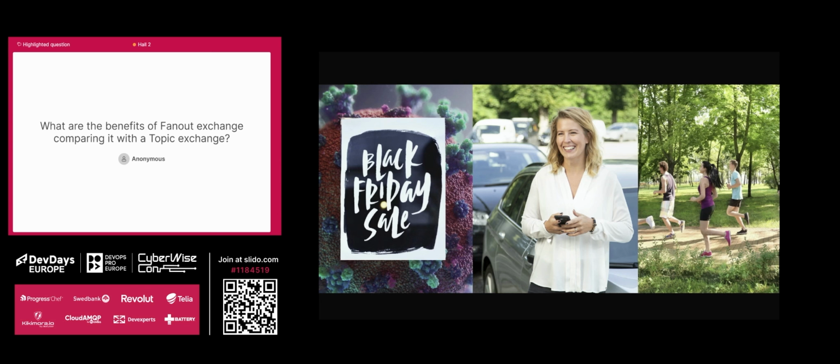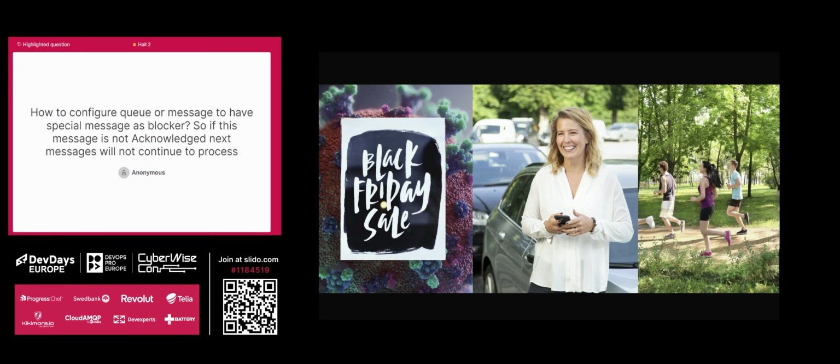Alrighty, then next one. How to configure, or is it possible to configure a queue or message to have a special message as a blocker? So if the message is not acknowledged, the next message will not continue to process. Yes, if you send a message you can either send a bunch of messages or you can send one single message.